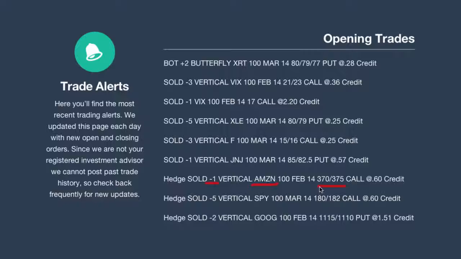And so we went in and sold the 370, 375 call spread and took in a credit of $60. Now again, this isn't a huge credit for this size of a spread, but by doing this, we actually do not add any additional risk to the trade. We don't add any additional capital that's required to hold this position because we match the width of the strikes and the number of contracts.